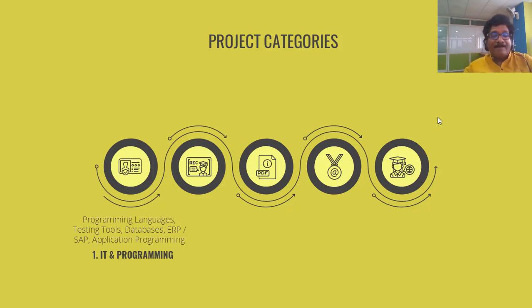Now, when we say IT and programming, the projects available in this belong to programming languages, testing tools, databases, for example, database design, database management, database development, including ERP, SAP, application programming, mobile app creation, all projects related to IT and programming, projects related to information technology, projects related to the computer field, the programming field, all of them are part of this category. So do you have that background? If yes, put a tick mark against the category in your notebook. And then let us move on to the second category.